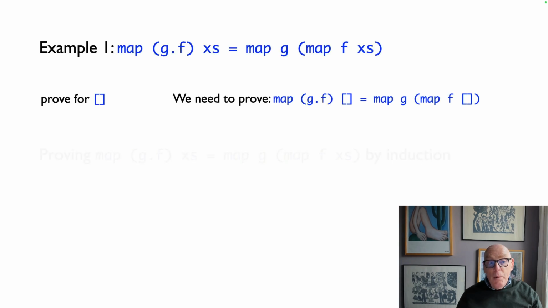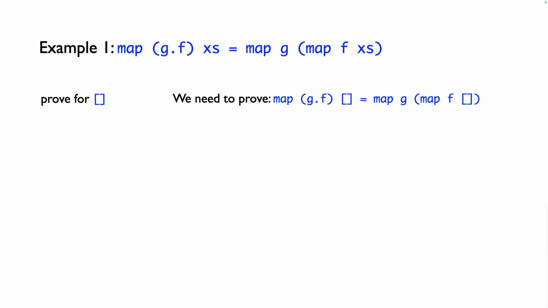So this is what we want to prove, that map (g dot f) xs is map g of map f xs. So what do we have to do to prove that by induction? We have first of all to prove that that is true when we replace xs by the empty list. So map of g dot f on the empty list is equal to map of g applied to map f of the empty list. That's the first thing we have to prove.